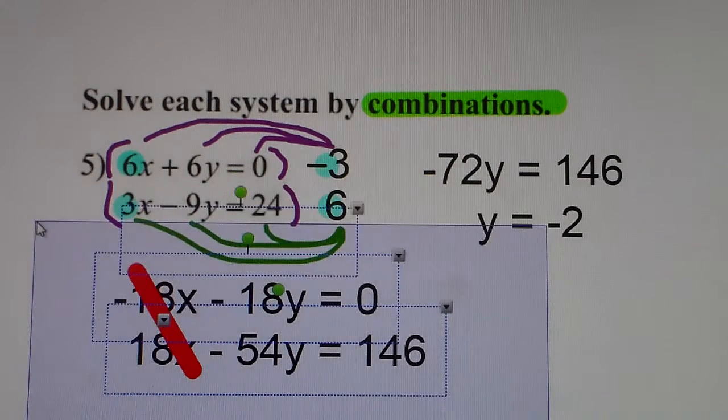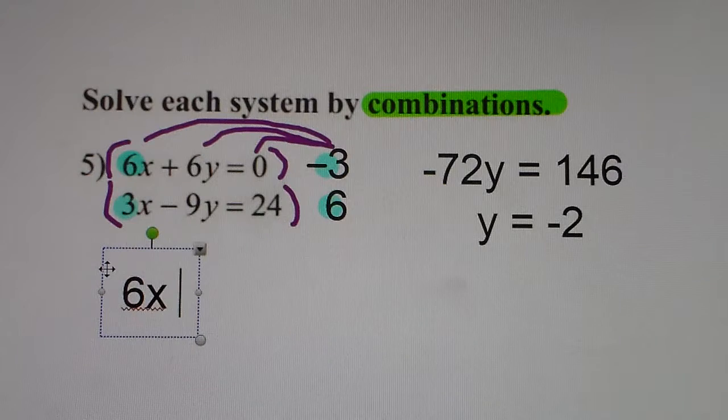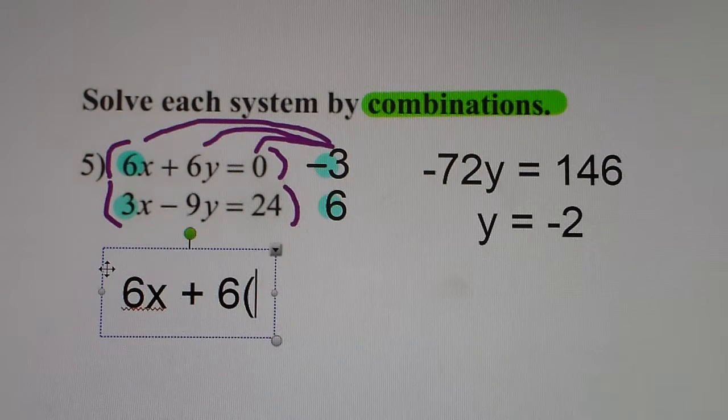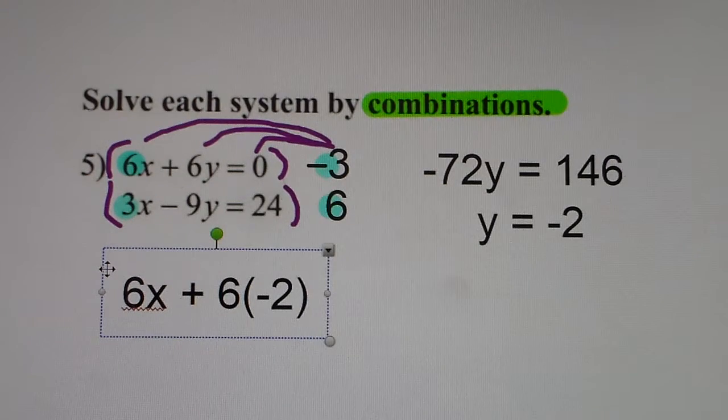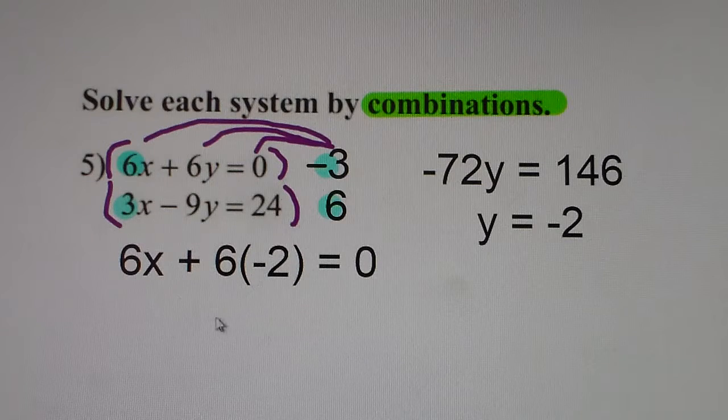So I'll erase this stuff so we have a little more room. So we solved for y. Now it's going to be 6x plus 6 times negative 2, because our y gets replaced with negative 2, and is equal to 0. Crunch this all out. 6 times negative 2 is negative 12.